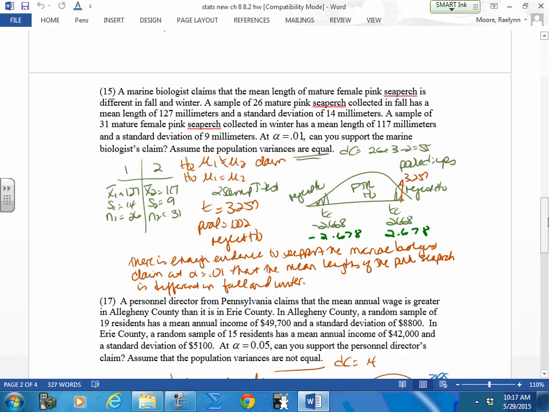So do we reject? We reject H0 because it's to the right of your high end there, and there is enough evidence. If we reject the H0, there's enough evidence to support the marine biologist's claim that the mean length of the perch is different in the fall and the winter.